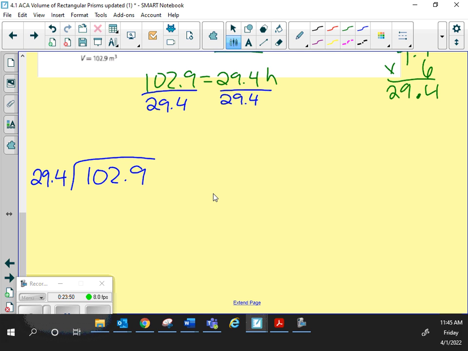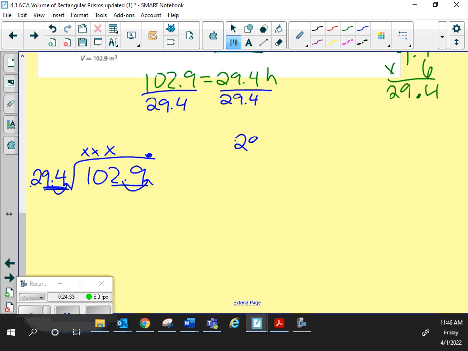Okay. 102.9 divided by 29.4. Do I leave my decimal or move it? Move it how many times? One. Should I already do the outside? The other. Very good. Okay, 294. Does it fit into 1? No. Does it fit into 10? No. Does it fit into 102? No. Okay, I'm going to round that up to 300 or just 3. How many times does 3 go into 10? I'm ignoring these last two. Three times. Let's try that out.